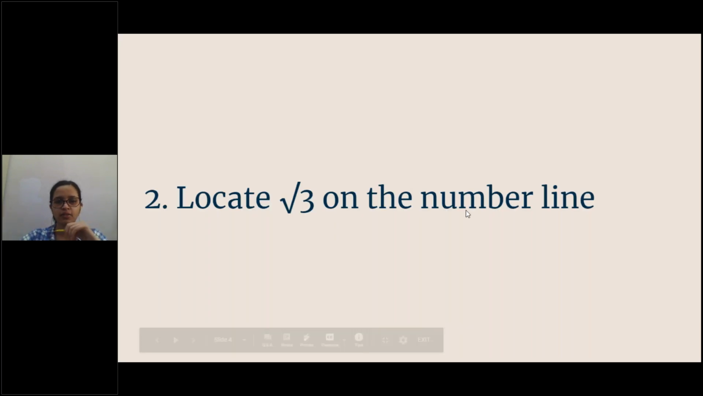Okay. So this is the question. Locate root 3 on the number line. So what we do first is we just take the number as it is. So say 3. So what are the possible combinations by which you can get 3? There's only one combination, right? 2 plus 1.